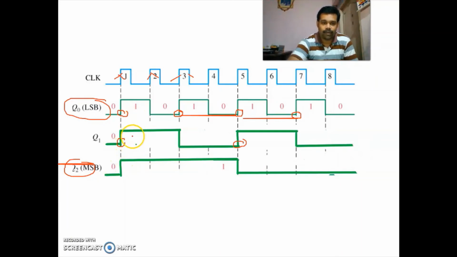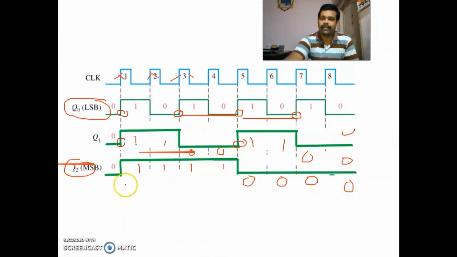So here you are getting 1 1 1, then 1 1 0, then 1 0 1, then 1 0 0, then 0 1 1, then 0 1 0, then 0 0 1, then 0 0 0. So it is counting downward. So this is a timing diagram.